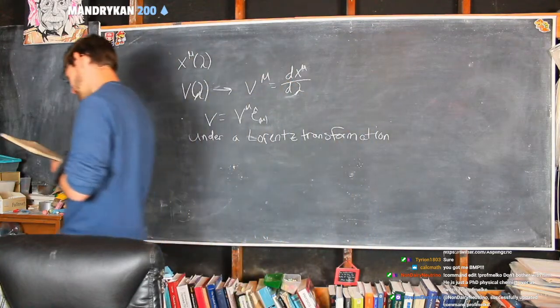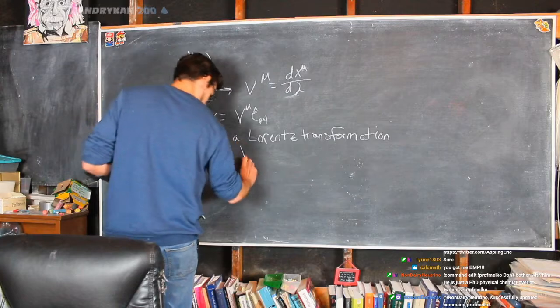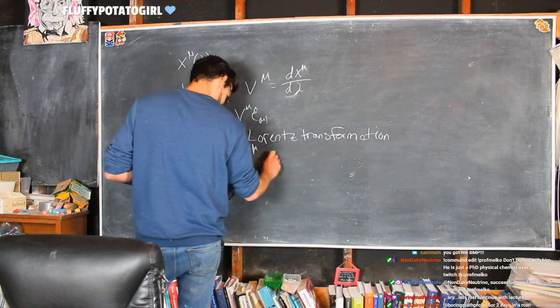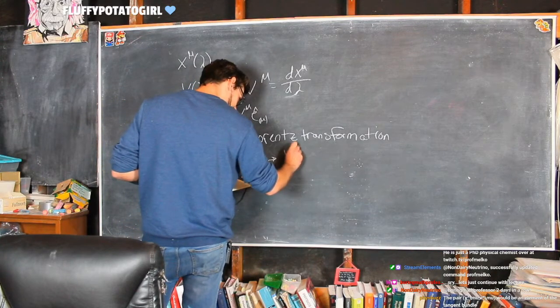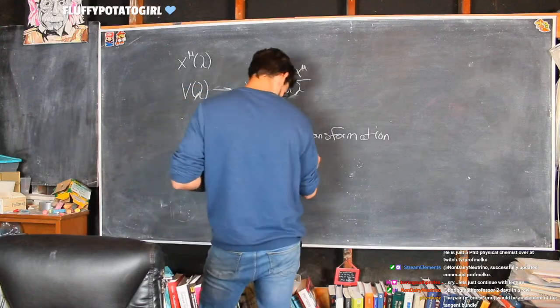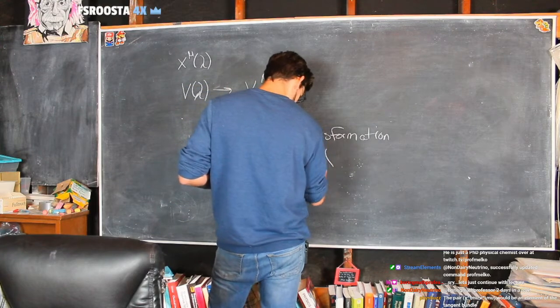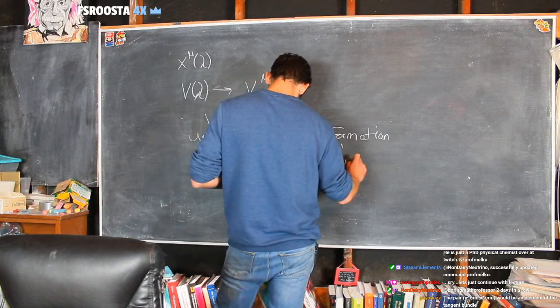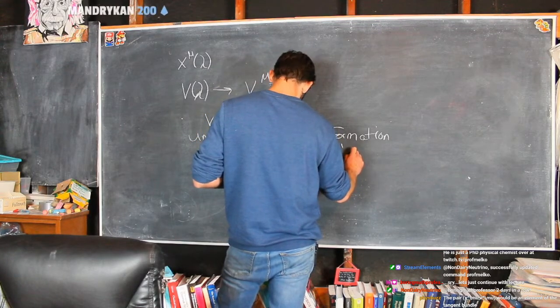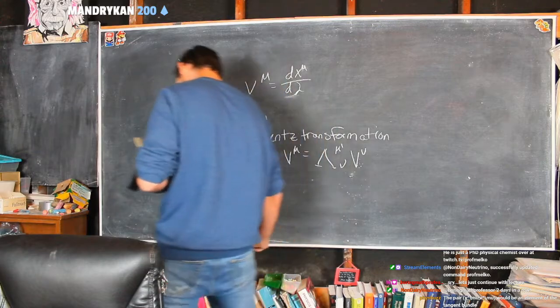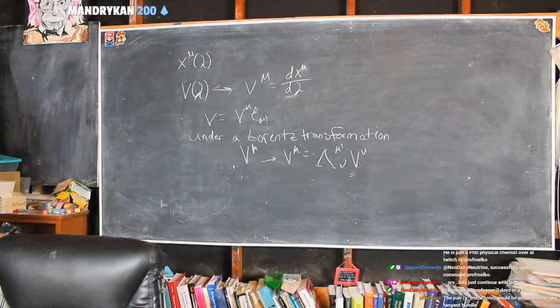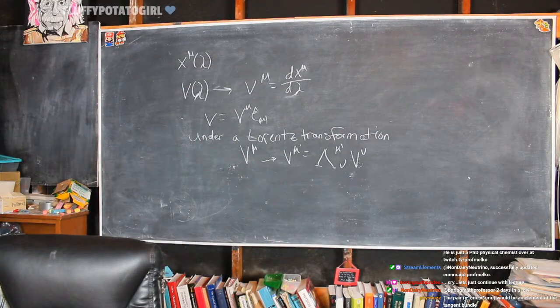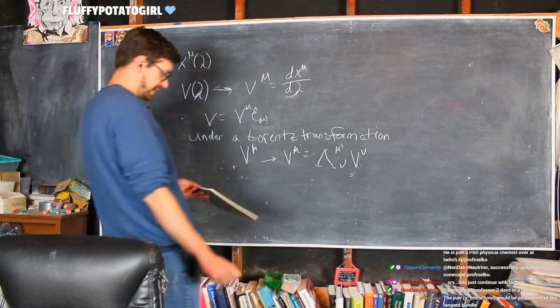Under a Lorentz transformation, we would see the following: v^μ goes to v^μ', which is equal to the Lorentz transformation itself times v^μ, or v^ν. But the vector v, like proper time, is invariant under the Lorentz transformation.